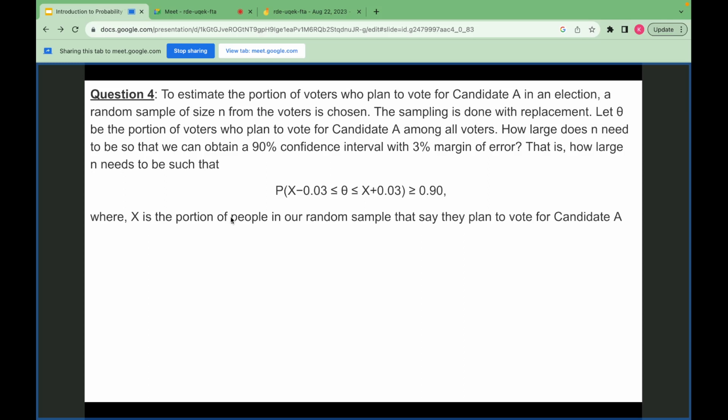Now how large does n need to be so that we can obtain a 90% confidence interval with 3% margin of error? That is, how large n needs to be such that the probability that theta, the proportion of voters, lies in the range x minus 0.03 to x plus 0.03 is greater than 0.9. So we need to find the value of n.